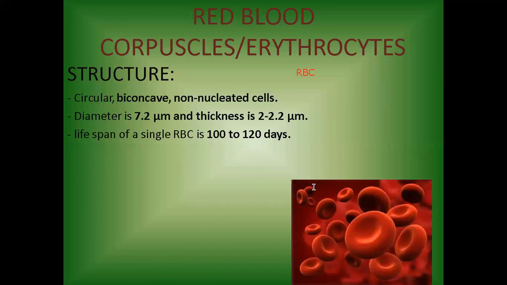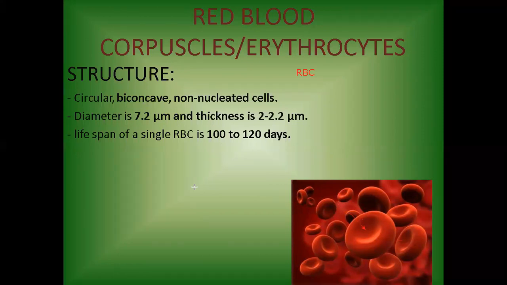Biconcave, bi means from two sides, it is concave. You can see here in the picture. This part is depressed. And from the back side also, that is depressed, same as front side, by two sides. From two sides, it is depressed. That is biconcave, and it has no nucleus.